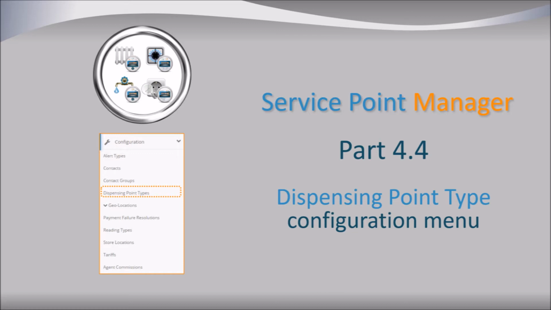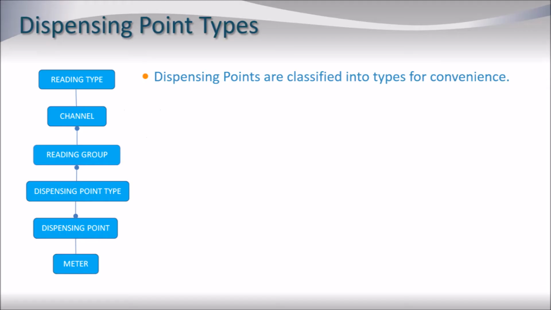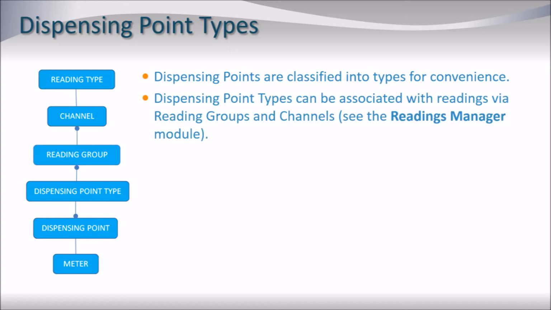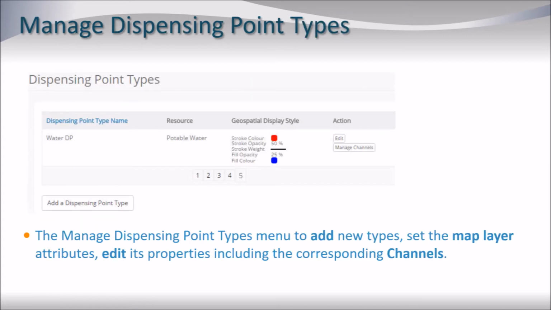Now let's look at the Dispensing Point Type Configuration menu. Dispensing points are classified into types for convenience. Dispensing point types can be associated with readings via the reading groups and channels. See the Readings Manager for more details. The Dispensing Point Type menu will display the screen as shown.